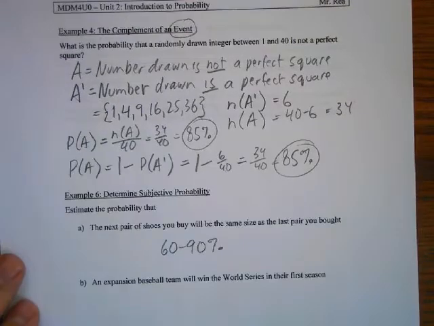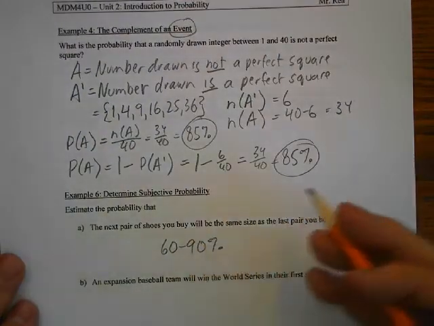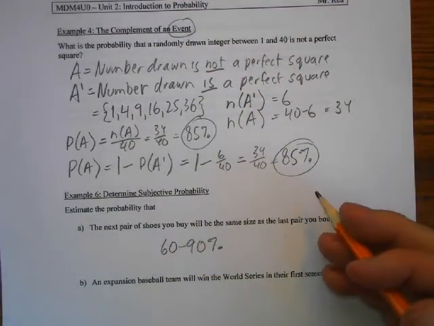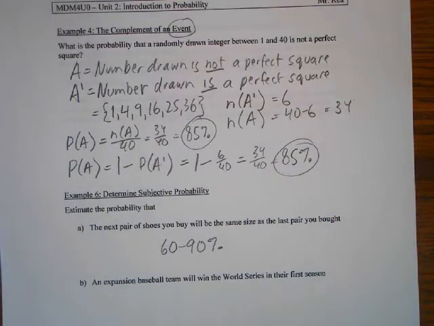Okay, just because different brands and different models have different sizes. You're not going to have the same size every time. But if you're a person who buys the same shoe every time and you just wear them out and keep buying new ones, well, your probability, or that person's probability, will probably be close to 100%.